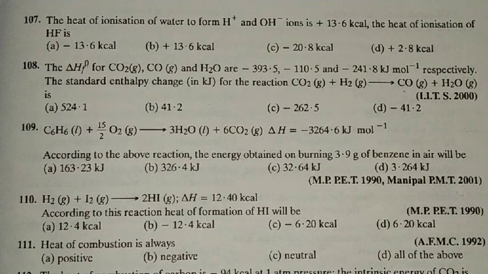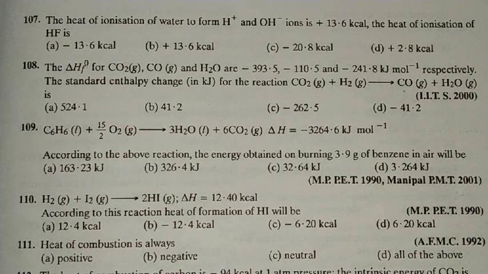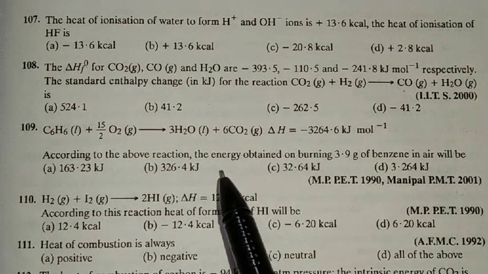C6H6 plus 15 by 2 O2 gives 3H2O plus 6 CO2, delta H equal to minus 3264.6 kilojoule per mole. According to the above reaction, the energy obtained on burning 3.9 grams of benzene in air will be. Here, a benzene combustion reaction is given. As per the given reaction, it is very clear. So energy obtained.